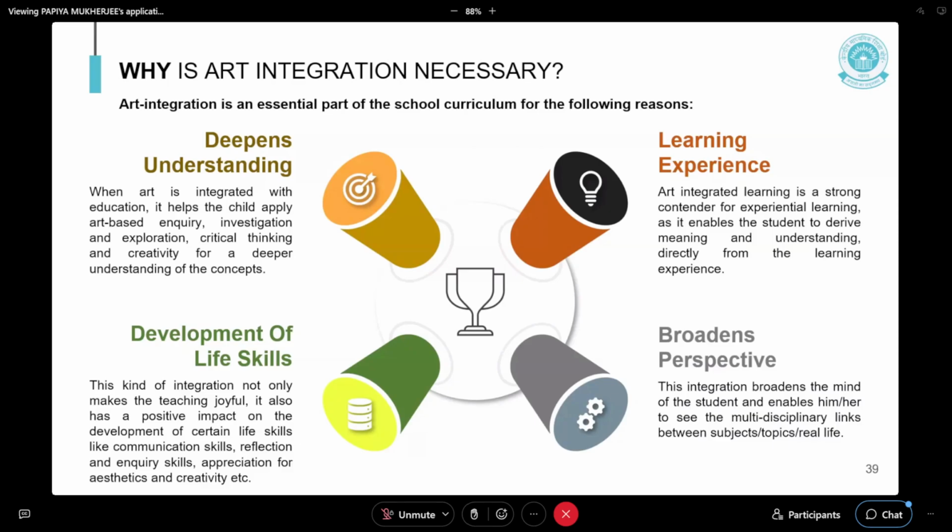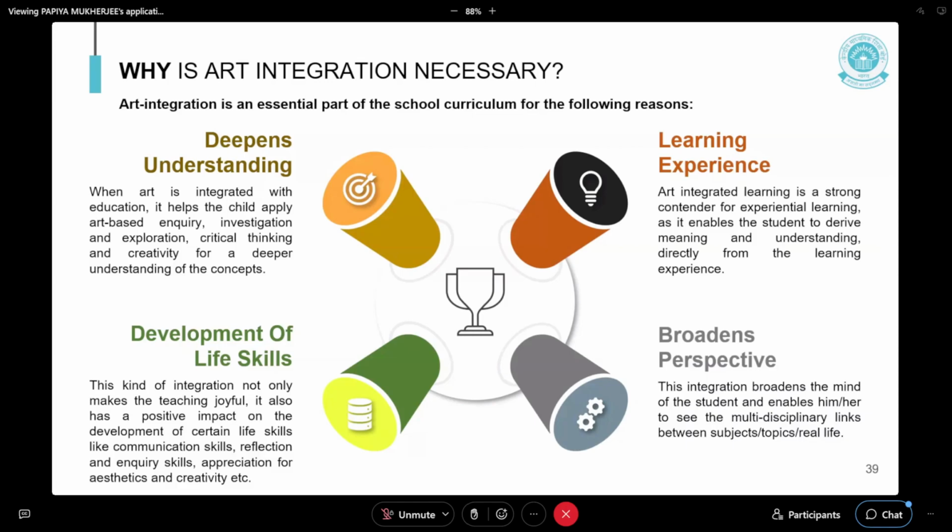Development of life skills: art integration also helps students develop various kinds of life skills like communication skill, reflection and inquiry skill, and appreciation for aesthetics and creativity. Once we integrate art integrated learning into our system and use it as a pedagogical tool, not only does the classroom become joyful, but children start appreciating aesthetics and appreciating art.